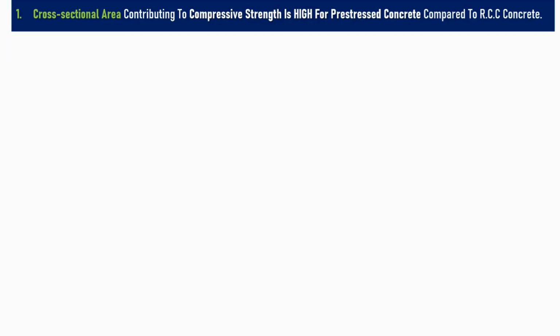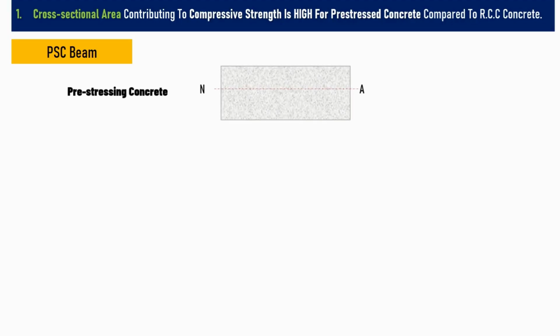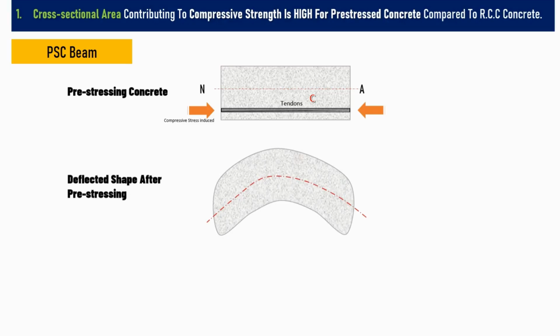Now consider a prestressed concrete beam with neutral axis NA. Here, before putting the beam to service load, we induce compressive stresses below the neutral axis area through tendons. This results in the bending of the beam in the upward direction. This results in the bottom portion being full of compression, C.